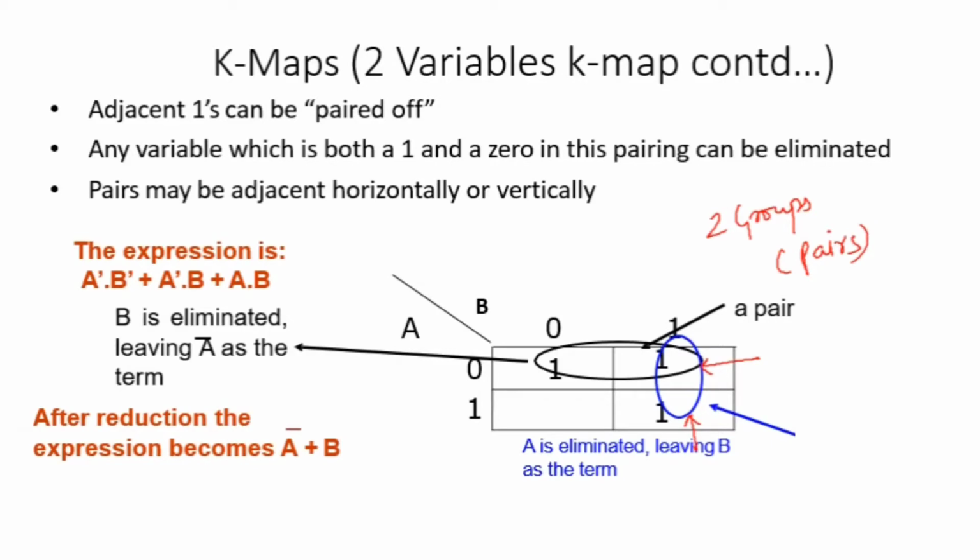At max there could have been four ones, and in that case I could have made a quad. Also, if there was a single one, then I would have made a group which has only a single member. That means a singlet, we can also say. Any variable which is both a 1 and 0 in this pairing can be eliminated.